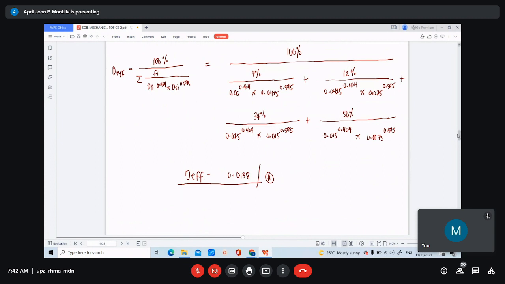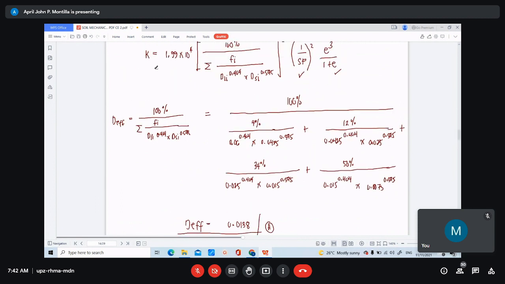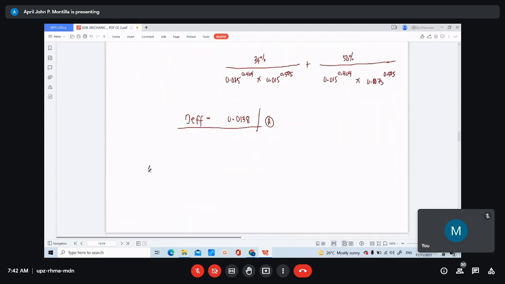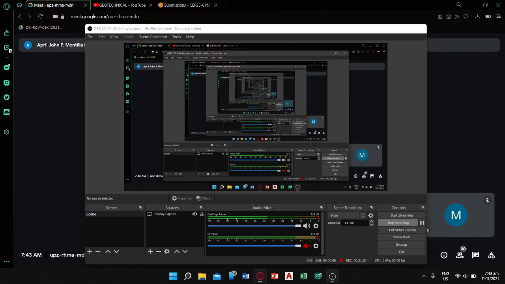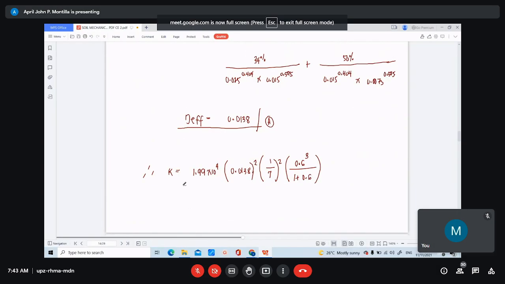And then, once you have computed that, we can compute the hydraulic conductivity. Therefore, we just substitute into Carrier's equation. That is equivalent to 1.99 times 10 raised to 4 multiplied by 0.0138 quantity squared, multiplied by 1 over shape factor of 7 quantity squared, multiplied by E cubed over 1 plus E. Our void ratio is 0.6. So, what is the hydraulic conductivity?